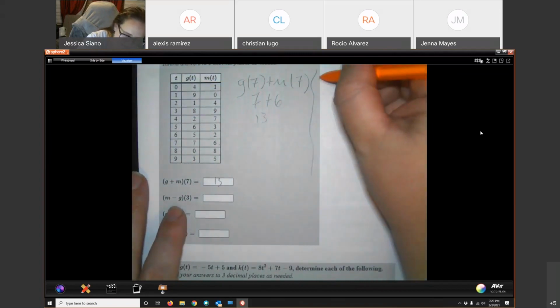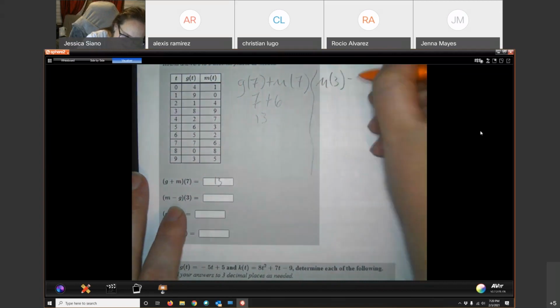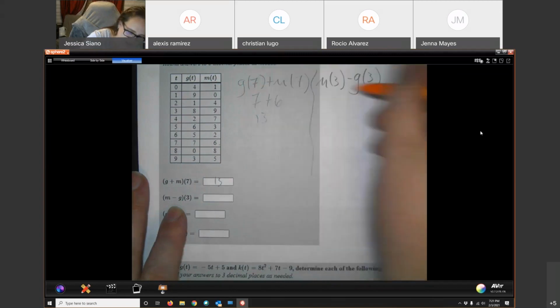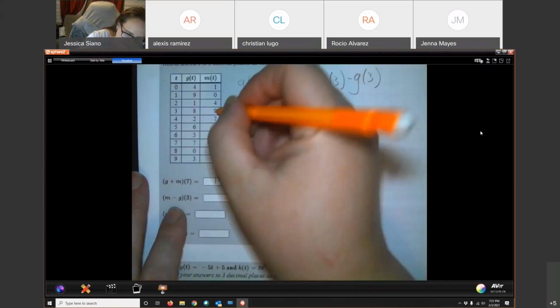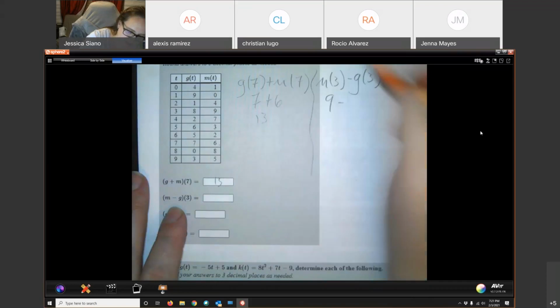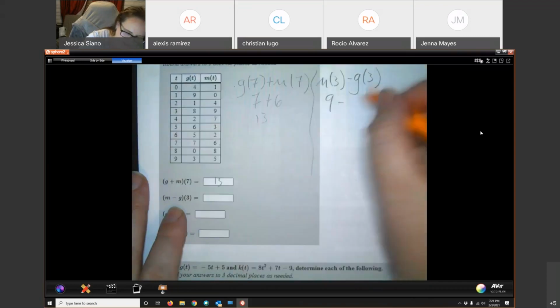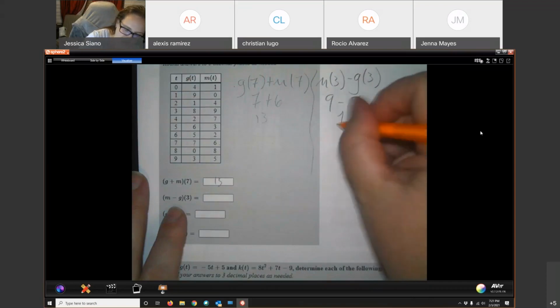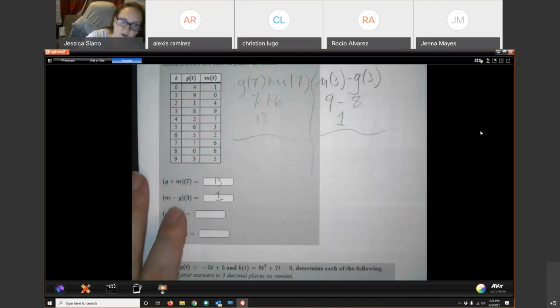So this would be the same as m of 3 minus g of 3. And so when t is 3, m is 9. When t is 3, g is 8. And so this time we're subtracting, so my answer would be 1.